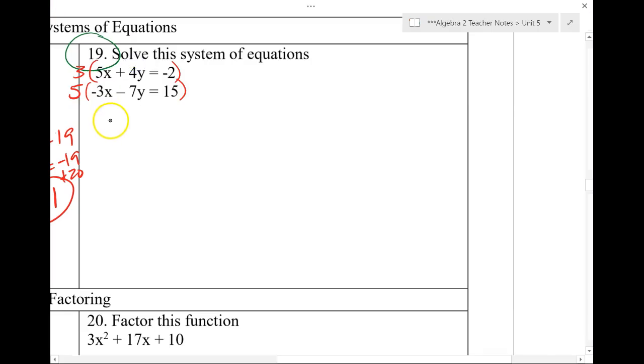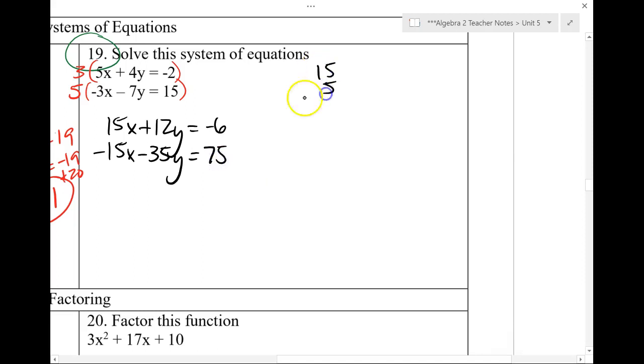Now 3 times 5x is 15x, 3 times 4y is 12y, 3 times negative 2 is negative 6. And then the bottom equation, 5 times negative 3x is negative 15x, 5 times negative 7y is negative 35y, and 5 times 15 is 75. Just let me make sure real quick: 5 times 5, carry the 2, 75, yep.